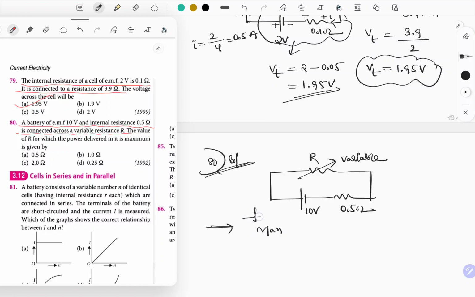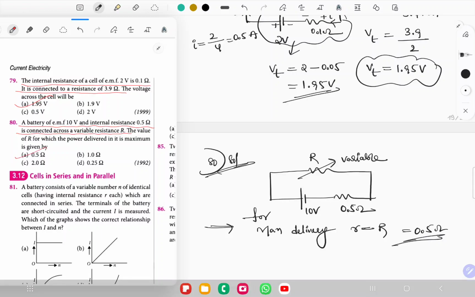For maximum power delivery, internal resistance must be equal to external resistance, which is equal to 0.5. It's a condition, basic condition. 0.5 ohms is the correct answer. So to get maximum power in the circuit, internal resistance of this circuit must be equal to external resistance. This is the point that you have to remember for maximum power condition.